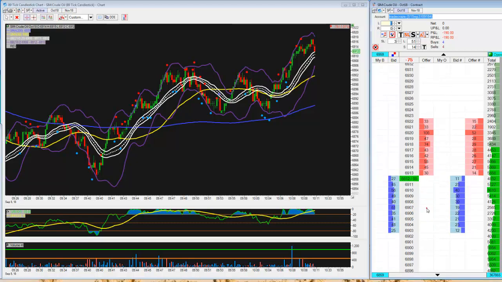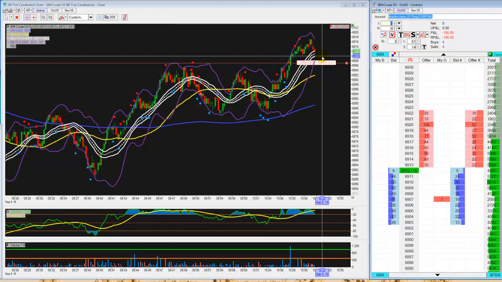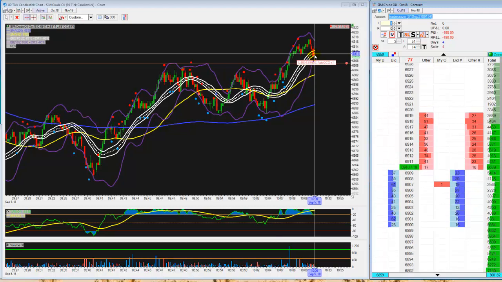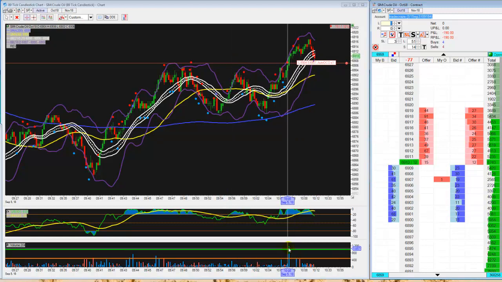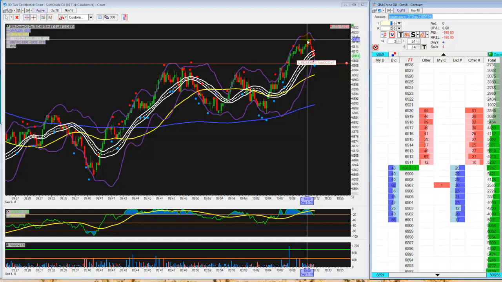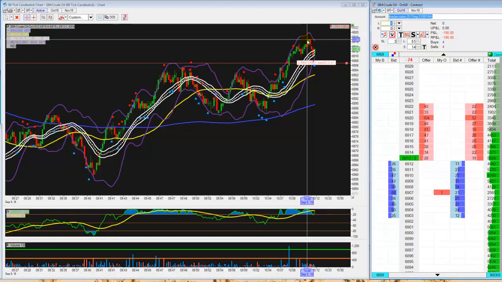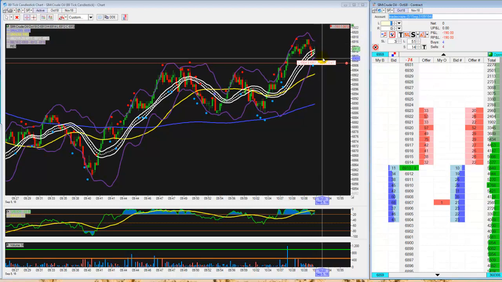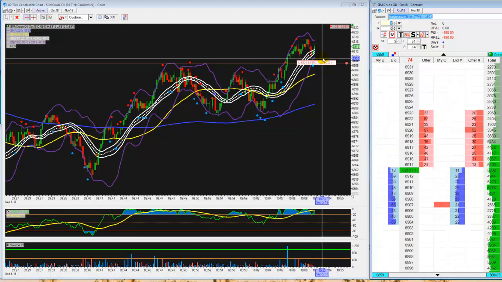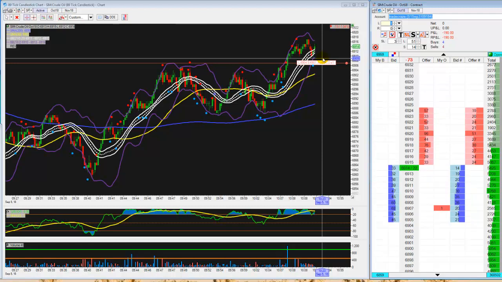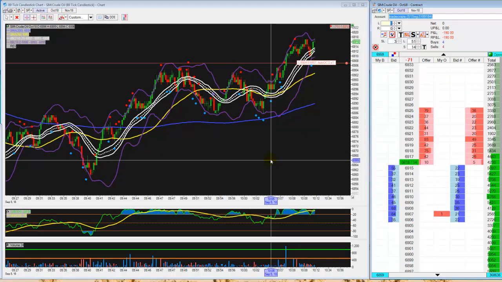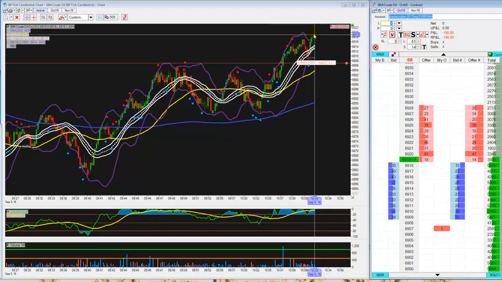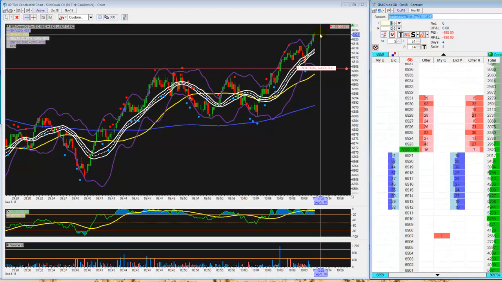Fake out entry at 08, call it 07. Going to use this blue bar right there. What a strong move off the bottom there. There's 22.